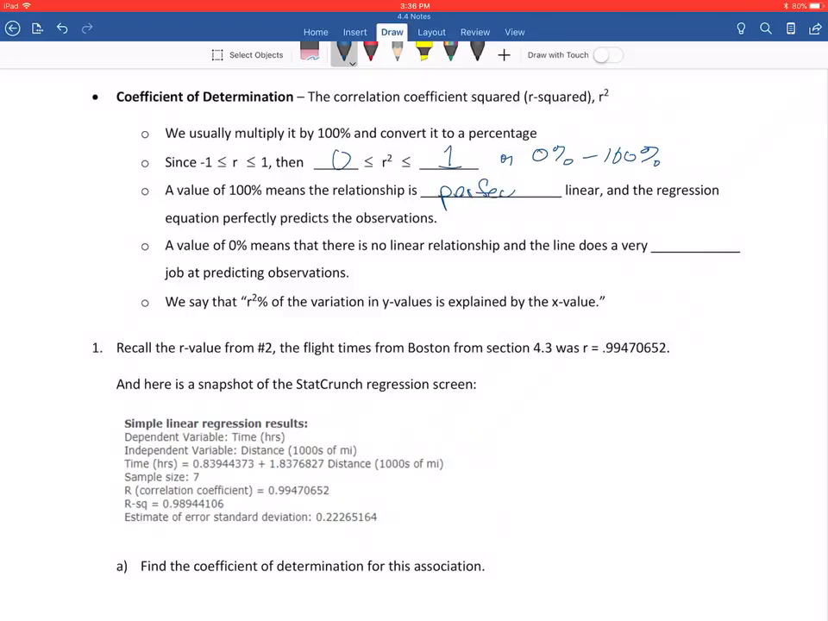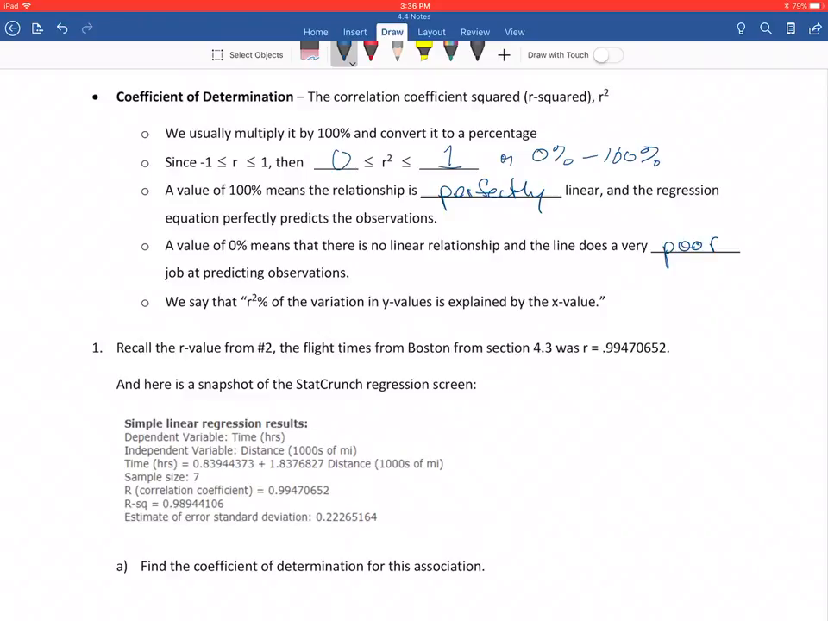If you get an R squared value of 100%, that means your relationship is perfectly linear, and the regression equation perfectly predicts the observations. A value of 0% means there is no linear relationship, and the line does a very poor job at predicting. Whenever we write up what this R squared value means, the sentence that we use says, R squared, whatever that number is, that many percent of the variation in Y values is explained by the X value.